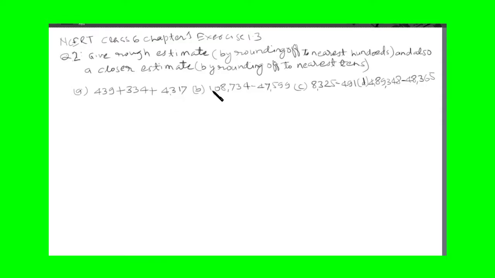Part B, 1,08,734 minus 47,599. Part C, 8,325 minus 491. And Part D, 4,89,348 minus 48,365. So now we solve.